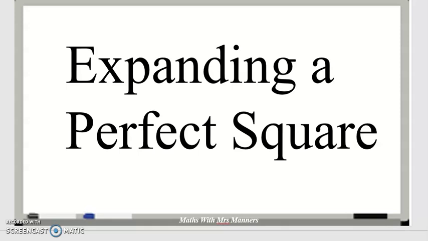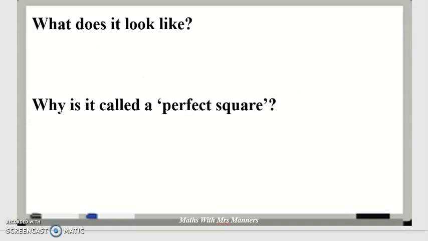This video is on how to expand a perfect square. So two important questions to ask will be, what does a perfect square expansion look like? And then the other important question is, why is it called a perfect square? If you understand why it's called a perfect square, then I think it's much easier to recognize one when you see it.